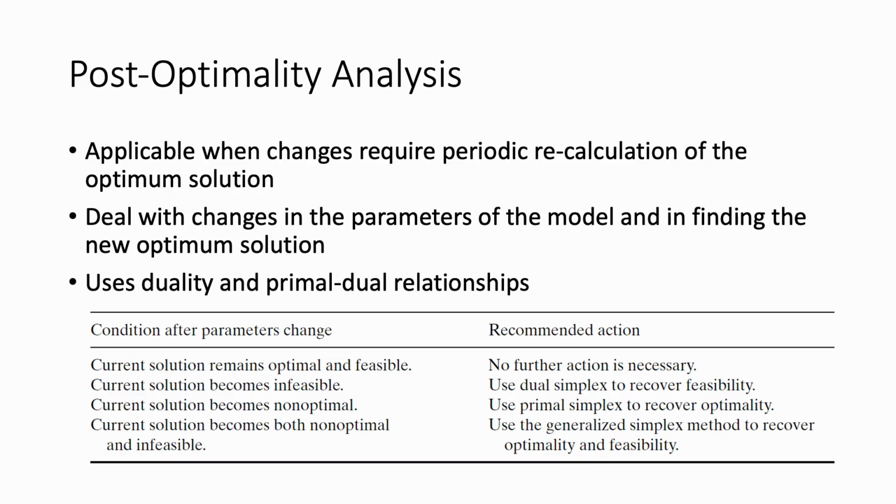If the solution becomes non-optimal, then you will have to perform another primal simplex method with the changes implemented to recover optimality. If both optimality and feasibility are having issues, then you would need the generalized simplex method to recover both the optimality and feasibility of your LP.